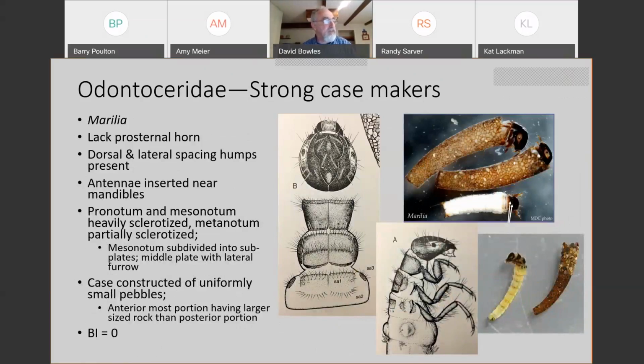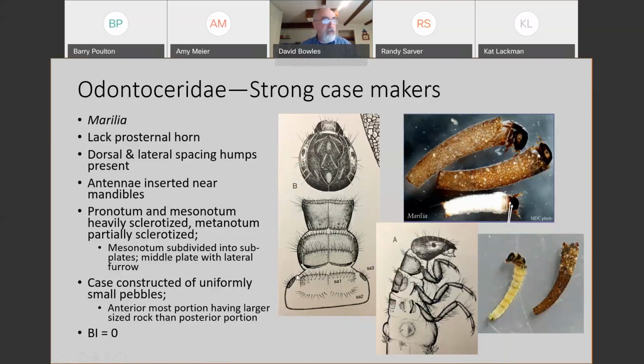Our next to last family is the Odontoceridae. Our only species is Marilia. Marilia builds a really neat, firmly packed stone case made out of sand grains. They have both dorsal and lateral spacing humps. The antennae are fairly far forward on the head, as you can see here. In this photograph, you can see it in the line drawings fairly easily. The pronotum and the mesonotum are heavily sclerotized. The metanotum, the third one, is somewhat sclerotized. It has some plates, but they're smaller.